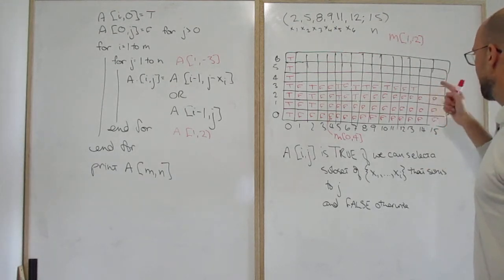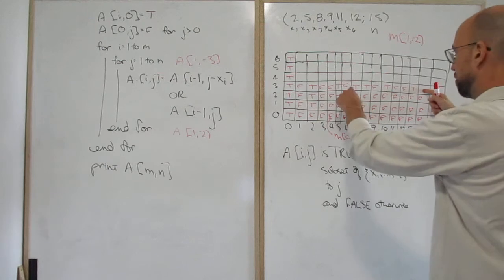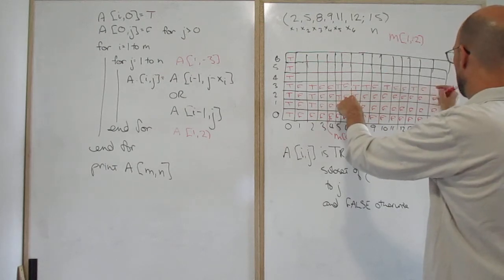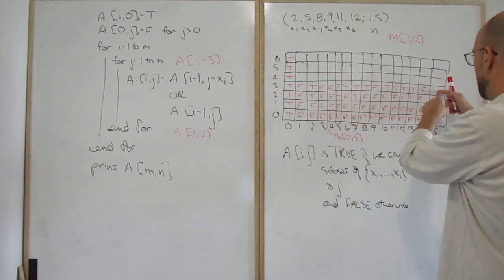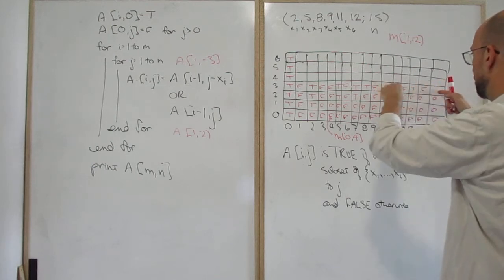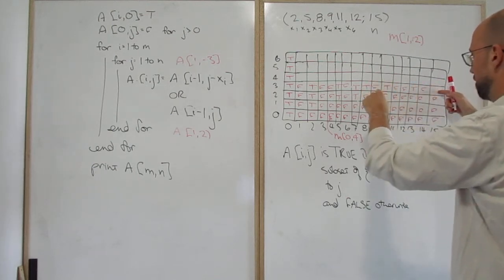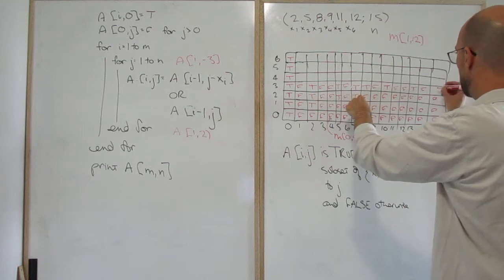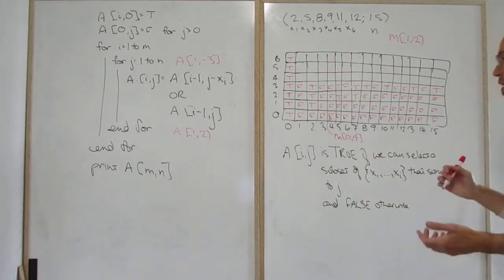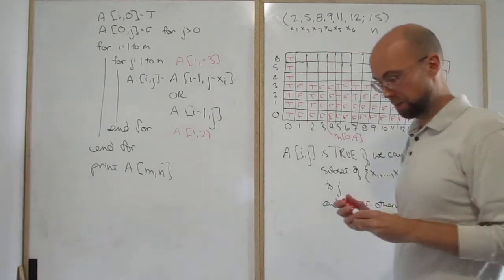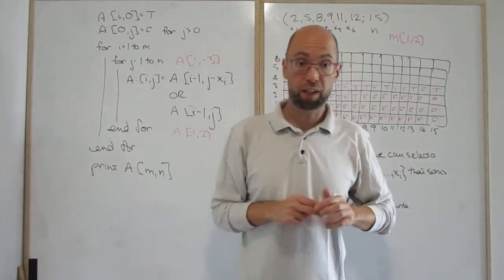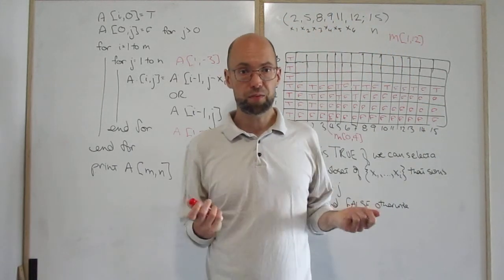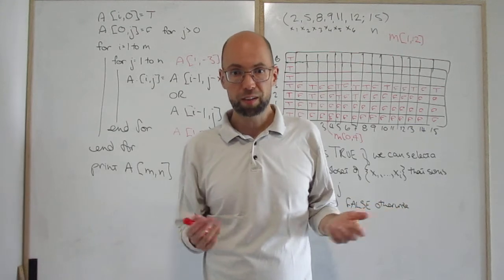14, you look down, it's a false. You look at 6, you look down, it's a false. 15, you look down, it's a false. You look over 8, 15 minus 8 is 7. You look down, it's a true. So there is a way to take a subset of x1, x2, x3 that sums to 15. It's take all of them, right?